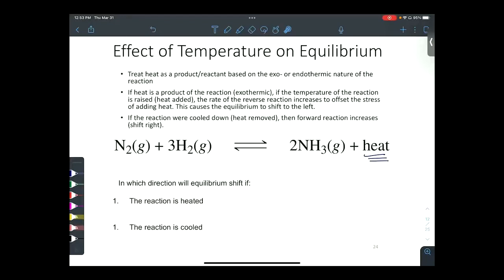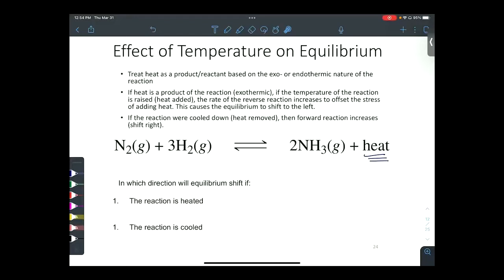So using the same ideas of Le Chatelier's principle, like on the last slide, if I add heat to this reaction, if I increase the temperature of this reaction, treat heat like a product or a reactant like we did in the previous slide. If we add heat to this reaction, which way will the reaction go? That way, right? It's just like if we said we would have added NH3 and the reaction goes this way. If we add heat in the form of increasing the temperature, the reaction also goes to the reactant side in that case.